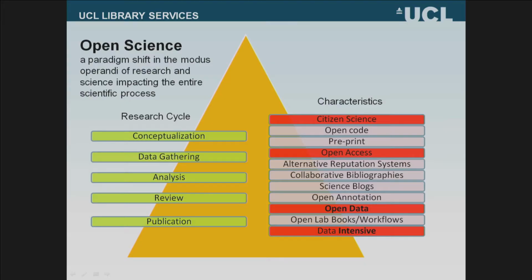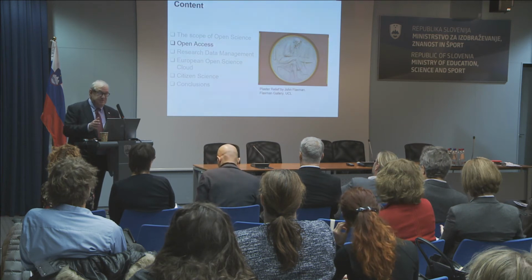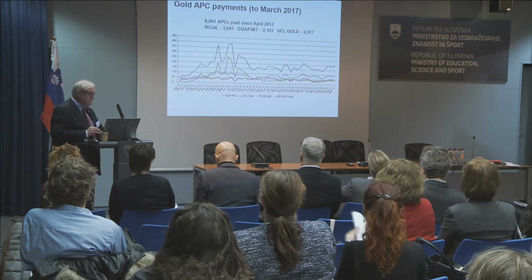And on the right-hand side, we have the characteristics of open science, which I'm going to talk about, which will actually deliver that workflow. So we're going to talk about citizen science, open access to publications, open data, and data-intensive activities in research. So let's start with the first of these, which is open access to publications, which is the best-known area of open science activity.